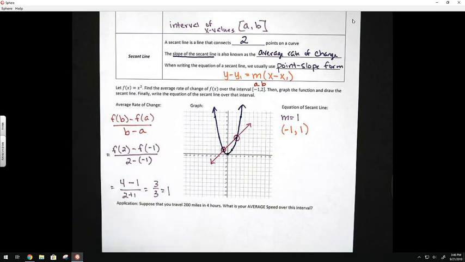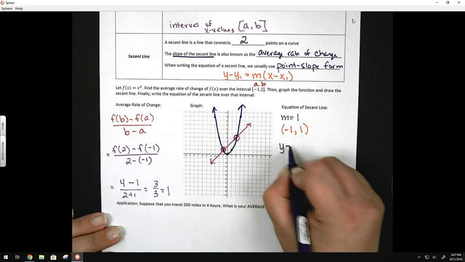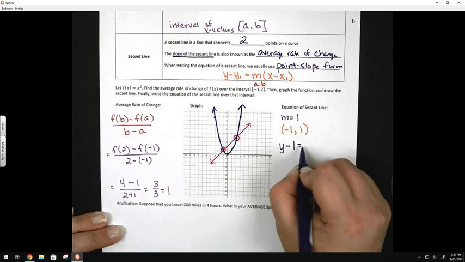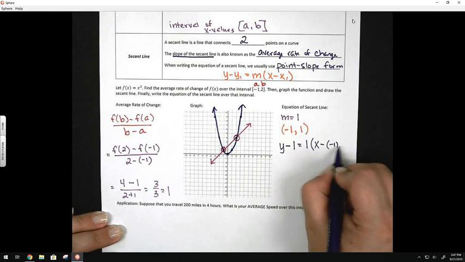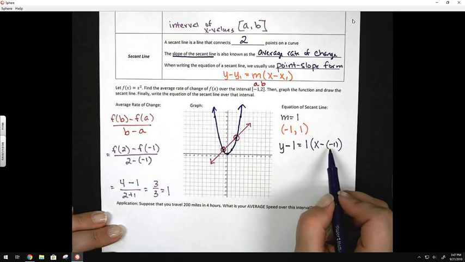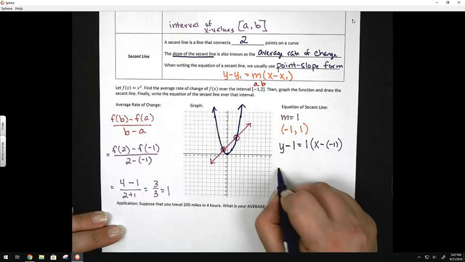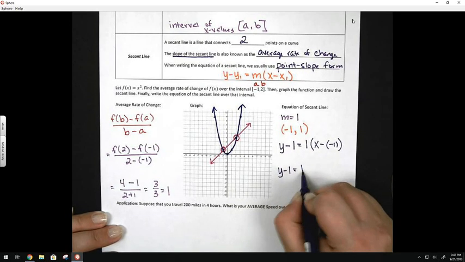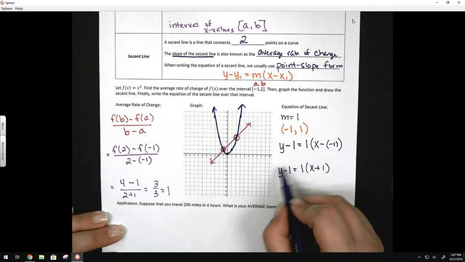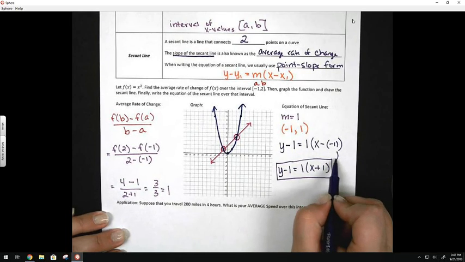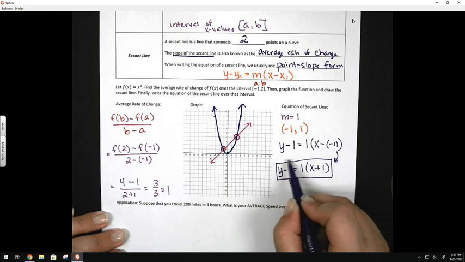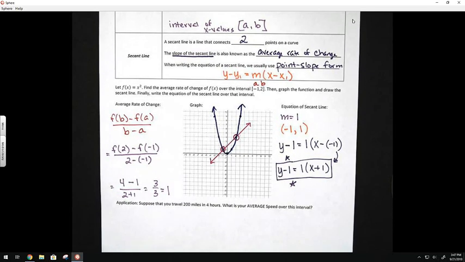So the equation of my secant line is going to be y minus y1, which is 1, equals m, which is 1, times x minus negative 1. Now this, I would never actually write it like this. I'm really just showing it to you guys that way. I would write it as y minus 1 equals 1 times x plus 1. I feel like you guys can know that minus a negative is a plus right away, but I'm showing it to you just in case. But this would be our final answer right here. This is the equation of the secant line, which we can even tell just by looking at the graph.